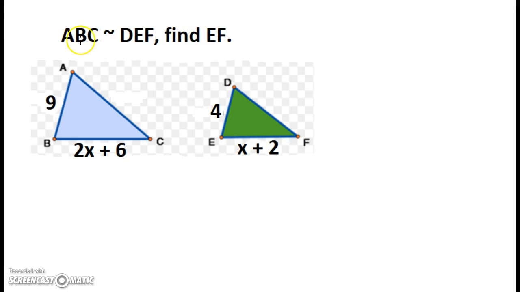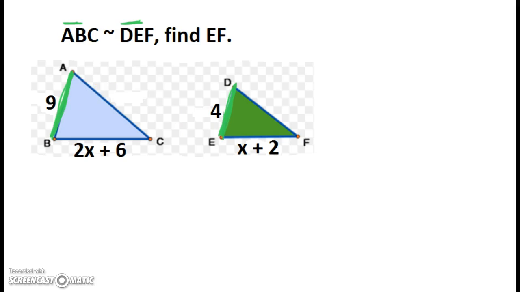All right, so the first thing I'm going to do is use this similarity statement to color my triangles so that I know which pieces go together. For instance, AB is the first two letters here, and DE is the first two letters here. So I'm going to color AB and DE the same color. Green kind of blends a little bit, but that's okay.